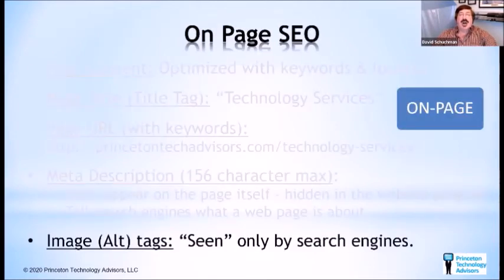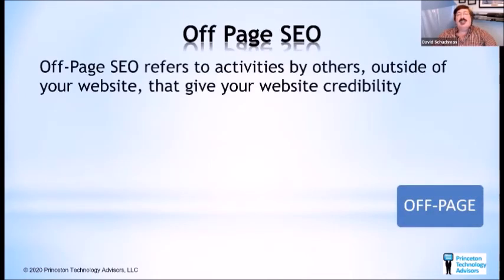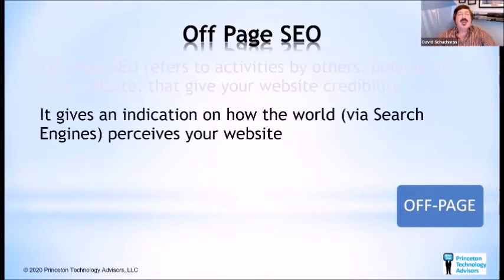There's also what's called off-page SEO. On-page is what's on your website. Off-page is what's not on your website. It's basically the activity of others, how others are referencing your website and giving you credibility. If there's another website that has a link to your website, that's pretty powerful in the SEO world. That's like an electronic approval, an electronic reference. And so the search engines like that other websites, other companies, are talking about yours. It does give an indication of how the world, at least via search engines, understands and perceives your website.